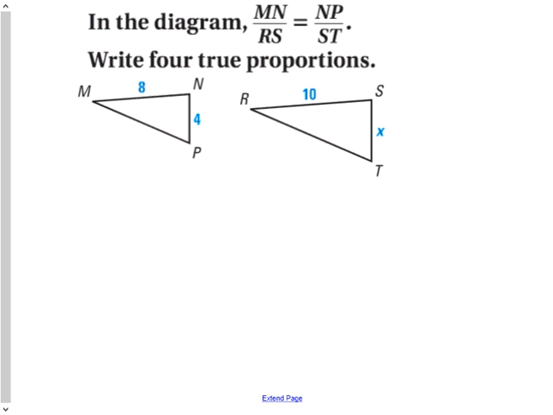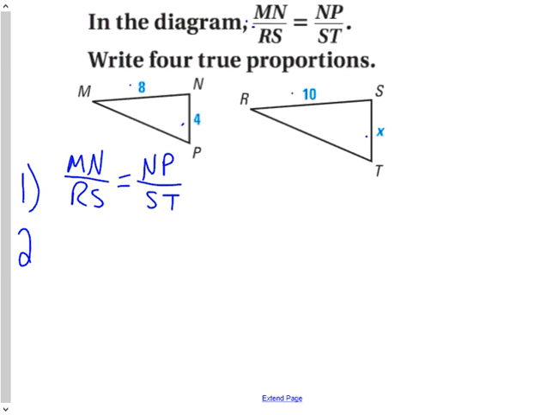Next up, it says in the diagram, MN over RS is equal to NP over ST, right, for a true proportion. So these numbers here are just for backup so that we can show they work. Yes, we can solve for x, but that's not what it's asking. So for the true proportions, we're going to use the original for our first one: MN over RS equals NP over ST. Maybe I should have rephrased it as 3 new proportions.